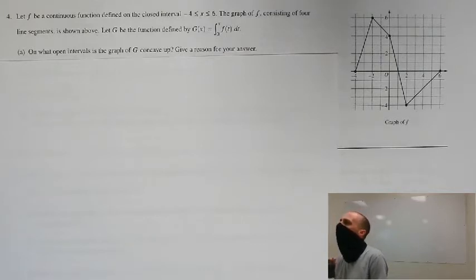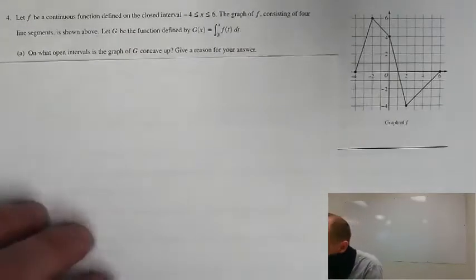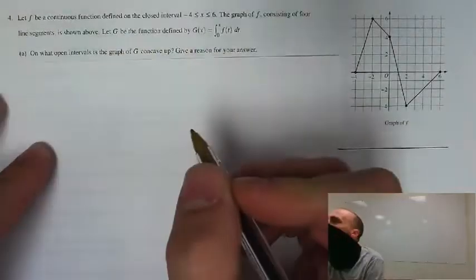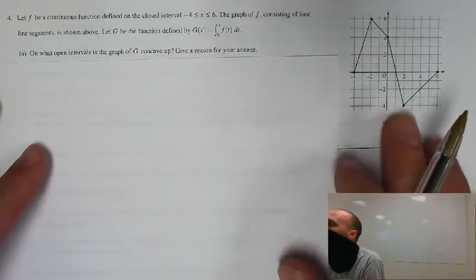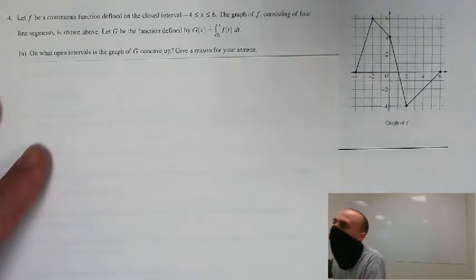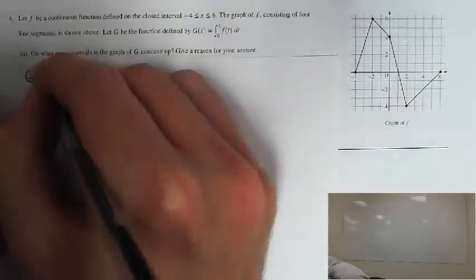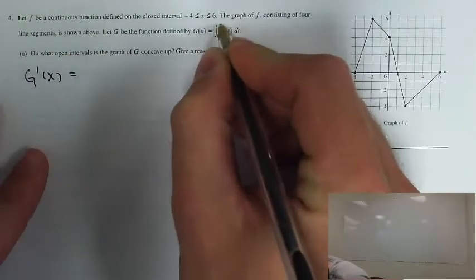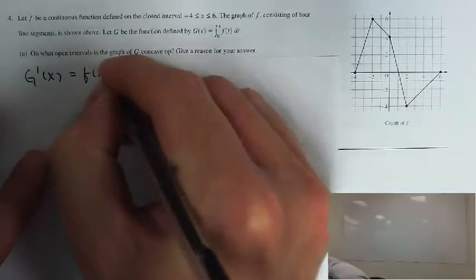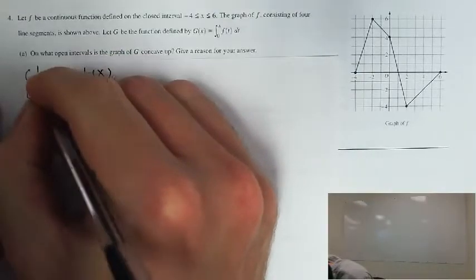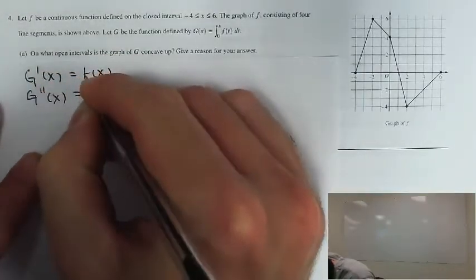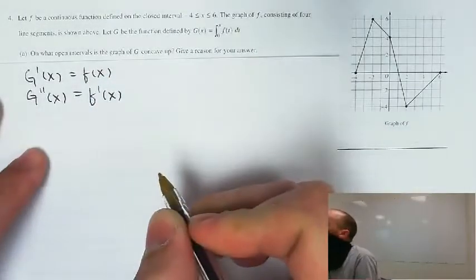On what open intervals is the graph of g concave up? Give a reason for my answer. Okay, I can do that. So what I'm going to do is I'm going to say, first of all, in order to find the concavity of g, I need its second derivative, right? I'm not looking at the graph of g or g prime or g double prime. Well, maybe I am. But I don't know that yet. So g prime of x equals f of x, second fundamental theorem of calculus. Therefore, g double prime of x is going to be f prime of x.